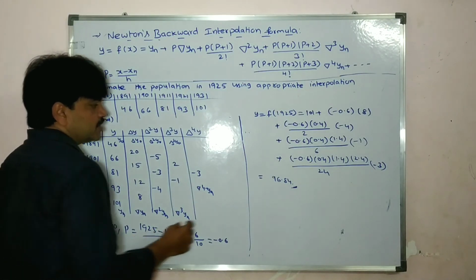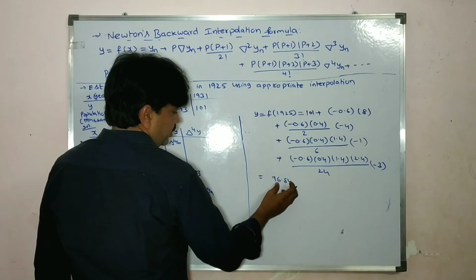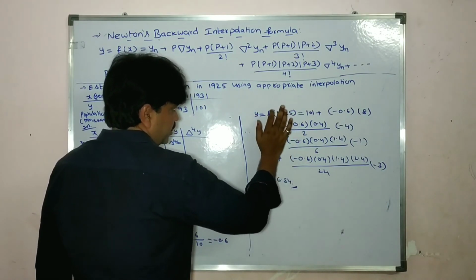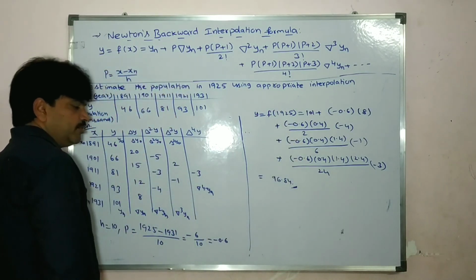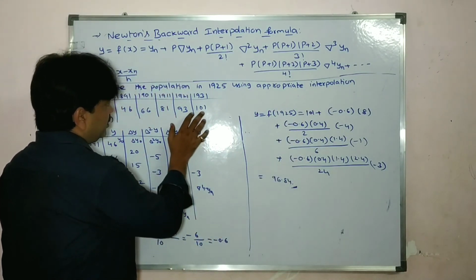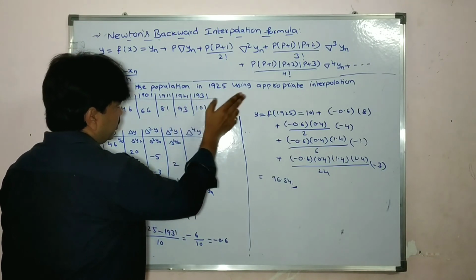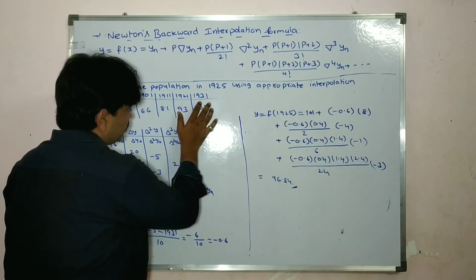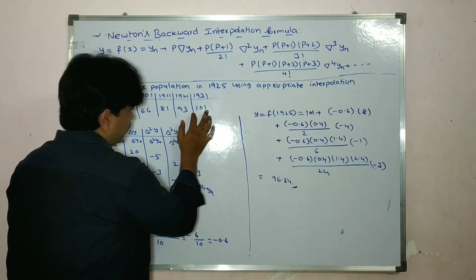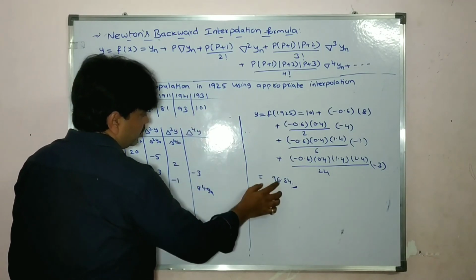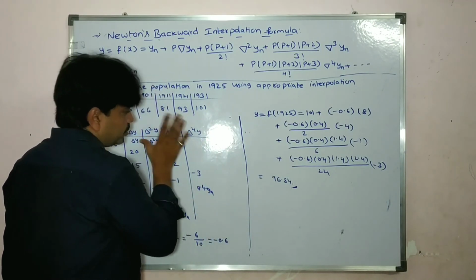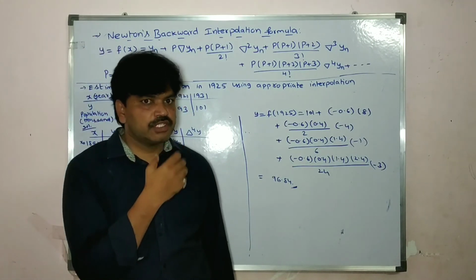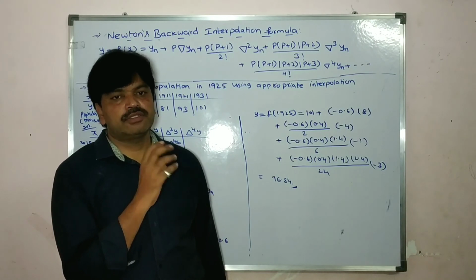Okay students, this is the population in the year 1925, 96.84. We can check. We are finding the value for 1925, which is between 1921 and 1931. Here we have 93 and 101. The value is between 93 and 101, and we have 96.84, so our value is right, correct. In this way we check the answer.